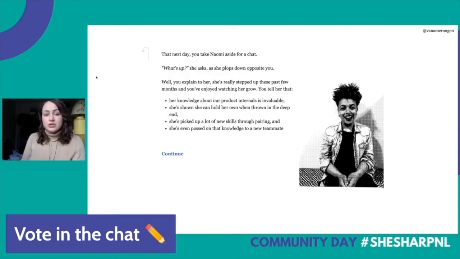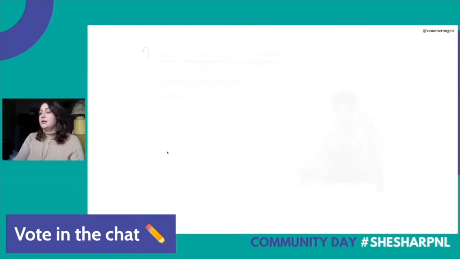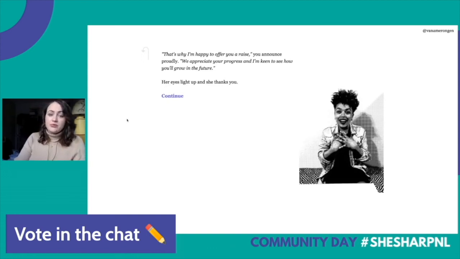And she's now also shown that she can hold her own when there's critical bugs, and she has the confidence to step up and fix those things. She's picked up a lot of new skills through pairing with Stefan and Yusuf, and she's even passed that knowledge on to a new teammate. So that's really great. And that's why you have decided to give her a raise, and you are officially promoting her to senior. So you tell her that we are really happy to have seen the progress that she's made in half year, and we really want to see how it develops further. So her eyes light up and she thanks you, and she looks like she's never been happier, and it's just miles away from what she was like when you first came in.